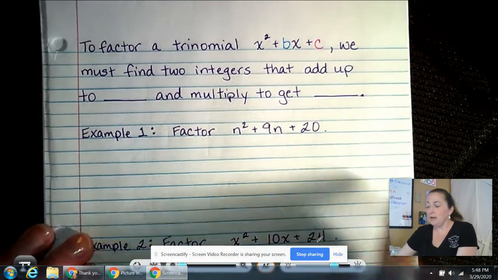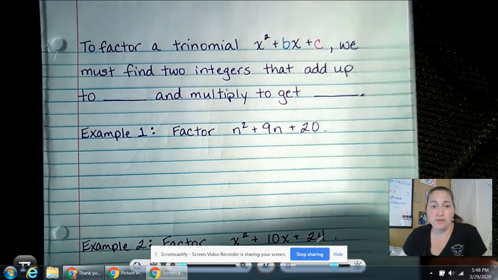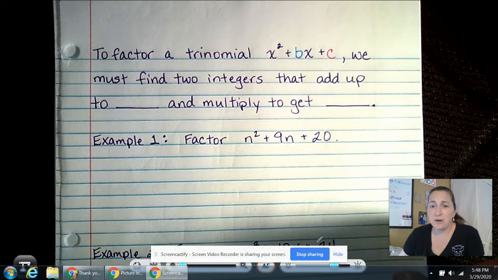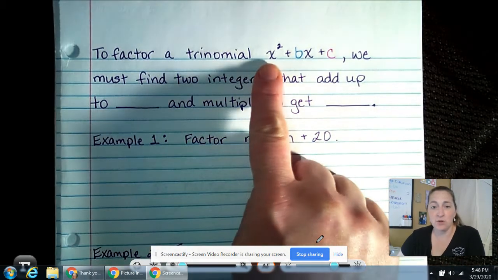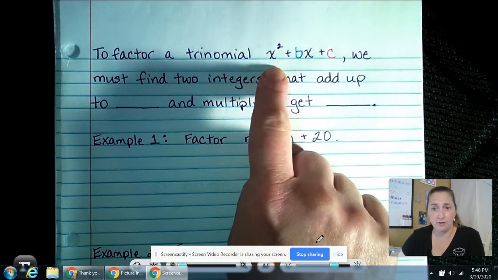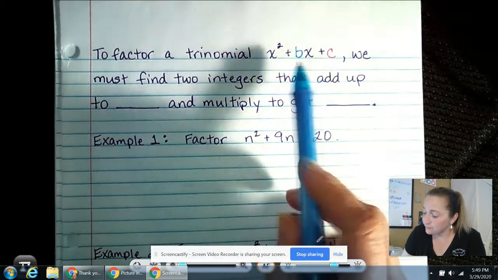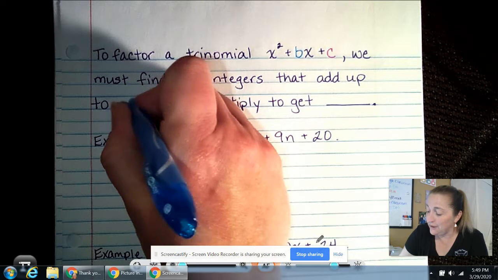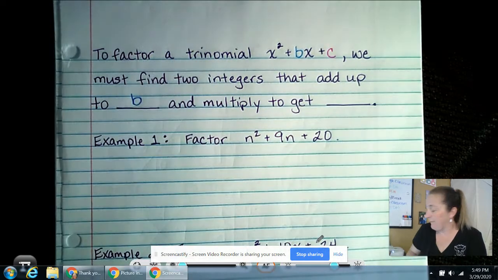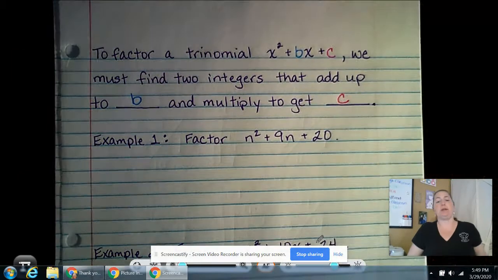The trinomials that we're going to see in this video for part 1 of the notes are in the form x squared plus bx plus c. So we're only dealing with trinomials that start with x squared with a coefficient of 1 in the front. In order to factor a trinomial like this, we must find two integers that add up to b, but multiply to give us c.